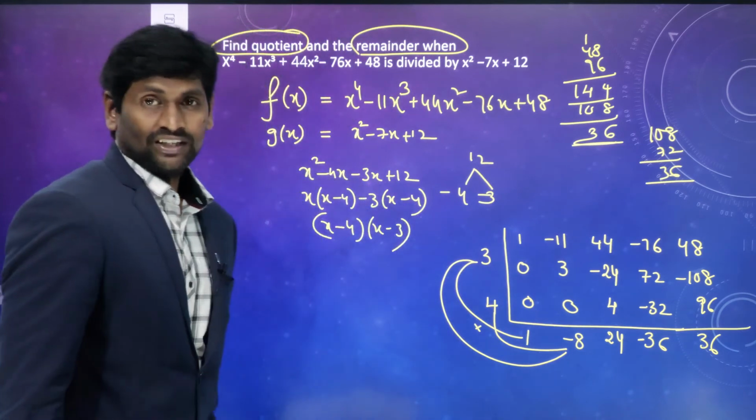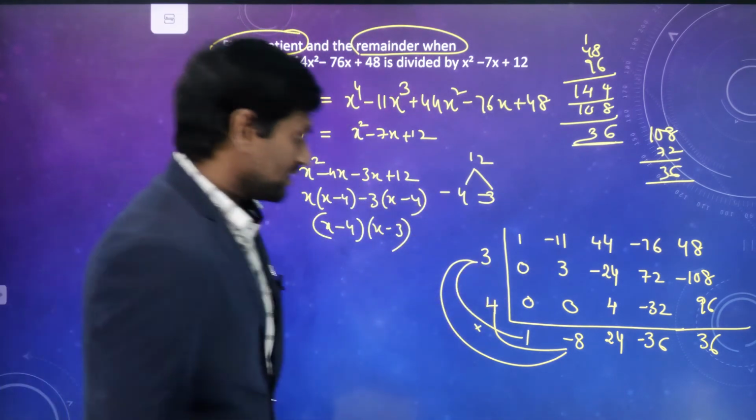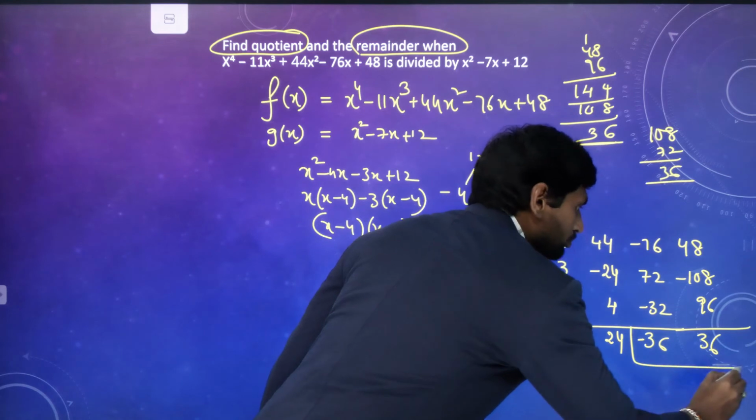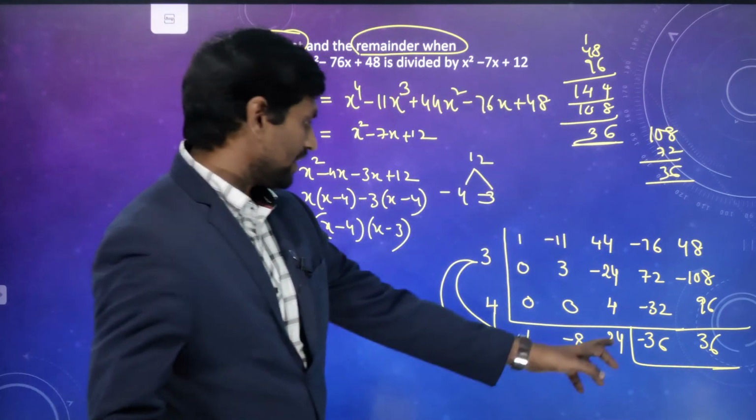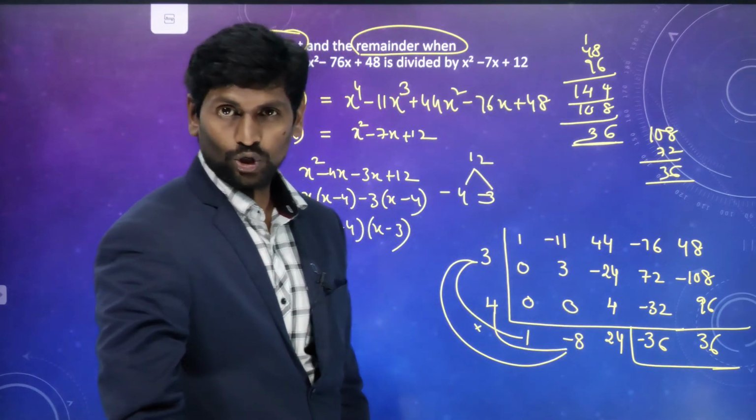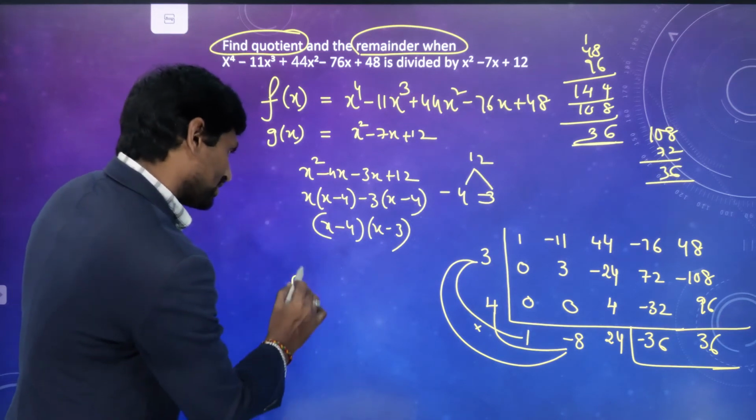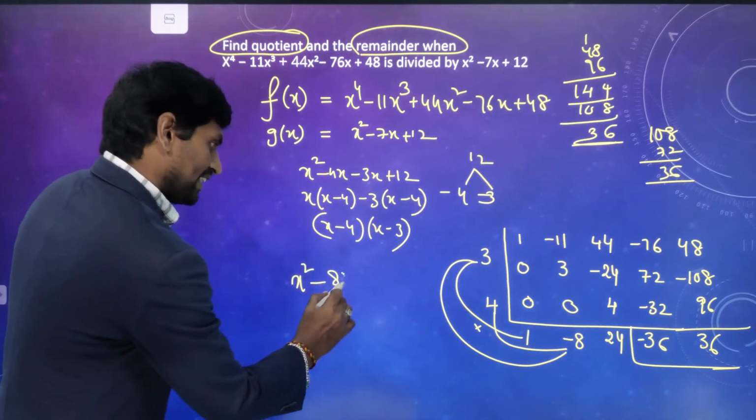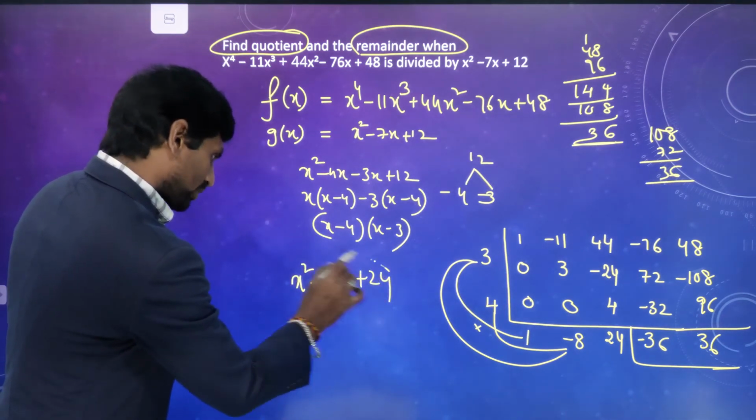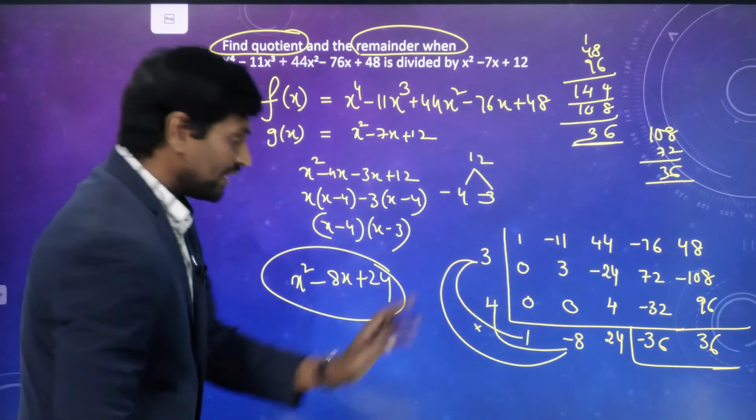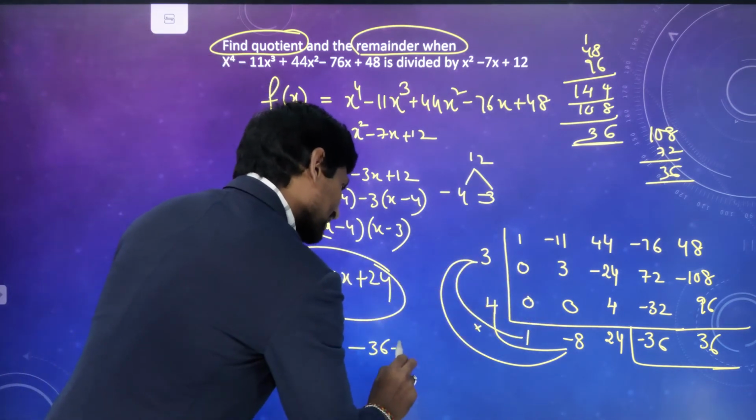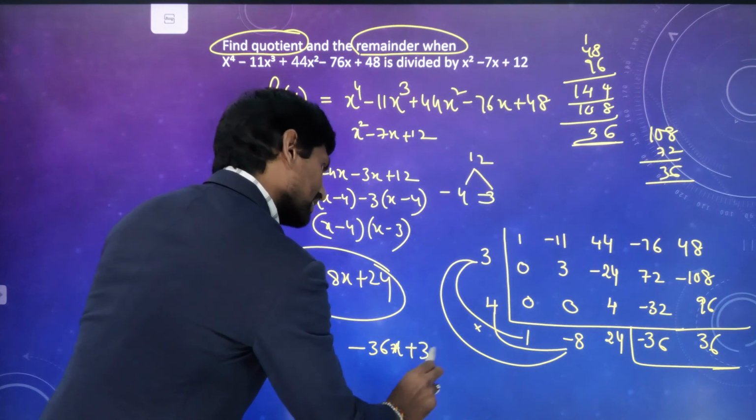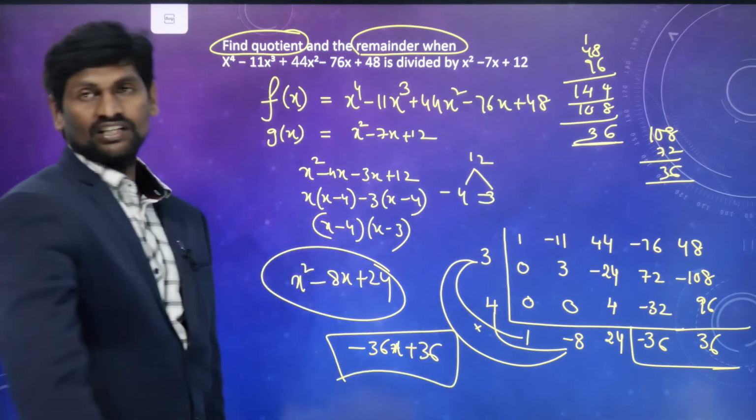Now we have applied the two solutions together. The last two must be the remainder and the remaining will be the quotient. So x square minus 8x plus 24 is the quotient, and the remainder is minus 36x plus 36. This is the remainder.